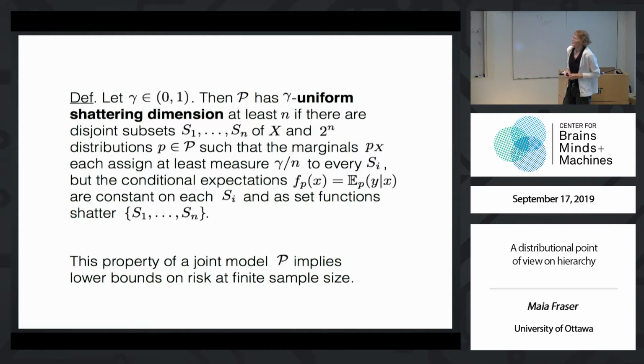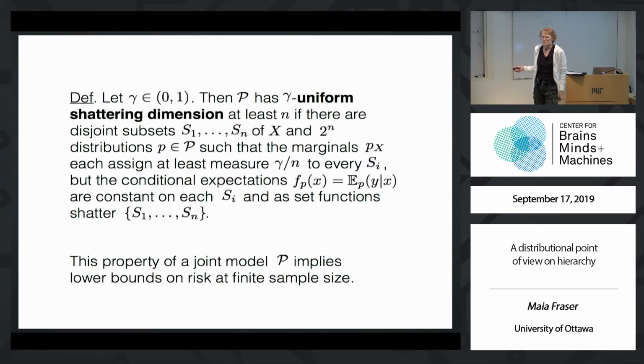And what is it saying? If you don't know VC dimension, don't worry. You can just take this definition for now. So we'll say that this statistical model P has gamma uniform shattering dimension at least n if we can find disjoint subsets and a whole bunch of a sort of subfamily of distributions within P, such that the marginals of those distributions each assign some basic amount of measure to every S_i, but the conditionals are as wild as possible. So what I mean by that more precisely is that the conditional expectations, expectation under P of y given x, should be constant on each S_i.